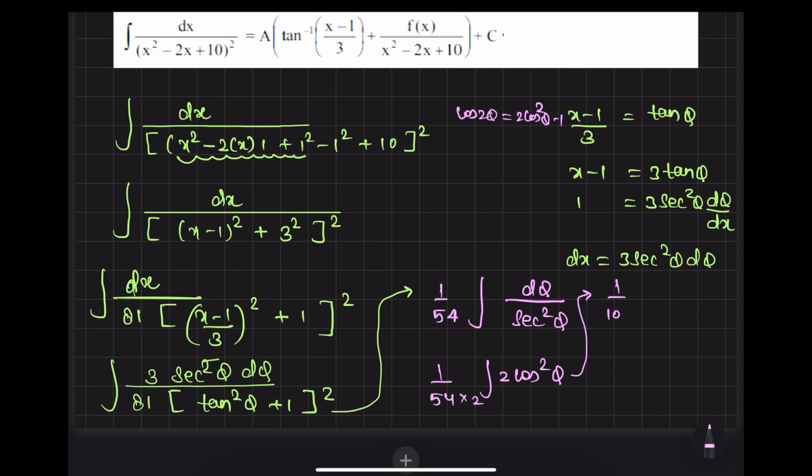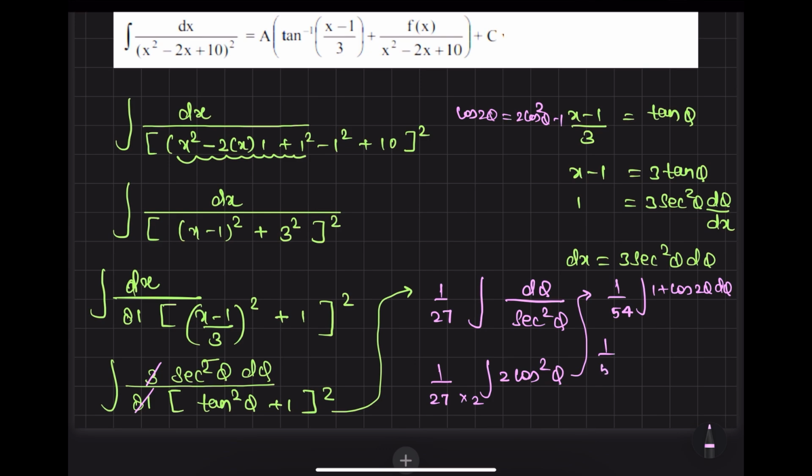Wait. We made some mistake. So this thing will be 27, not 54. Okay, so by mistake I wrote this as 54, this is also 27, and then I have multiplied and divided by 2, so this thing will become 54. Okay, now can I write that 2 cos² theta as 1 plus cos 2 theta d theta?